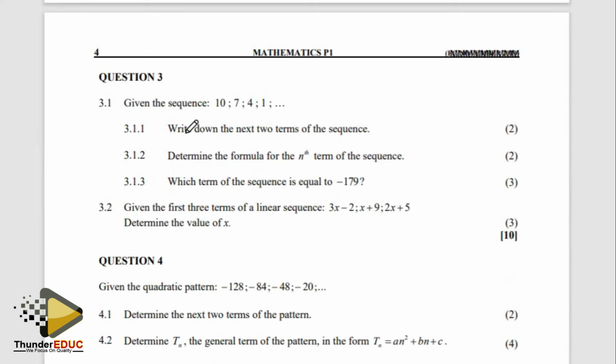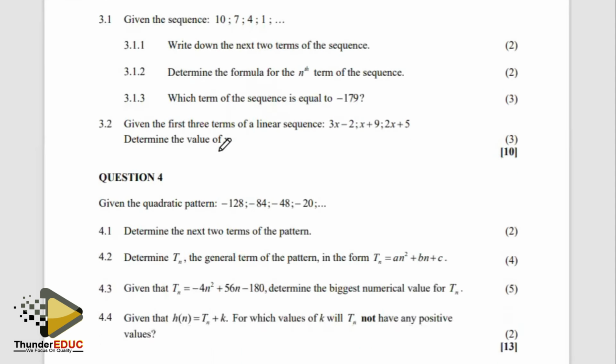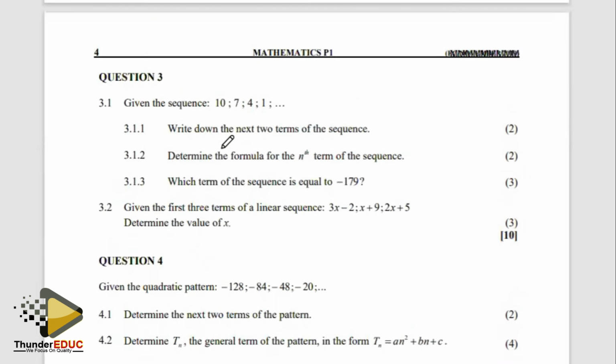With number patterns, you just need to familiarize yourselves with 1, the linear or arithmetic patterns, and 2, the quadratic patterns. Just that. The mark allocation for this question is always sweet, probably 20, so 25 plus minus there. If we are given a sequence of 10, 7, 4, they want us to write down the next terms of the sequence.